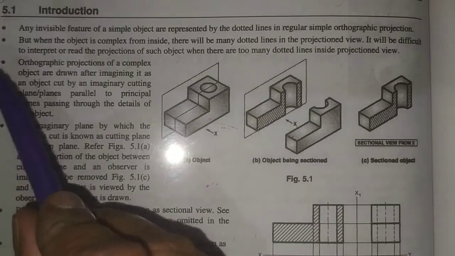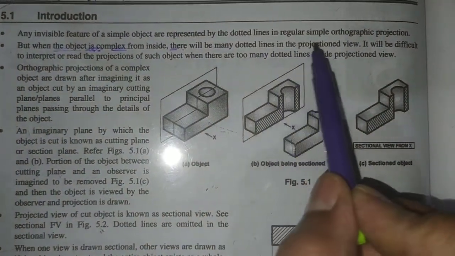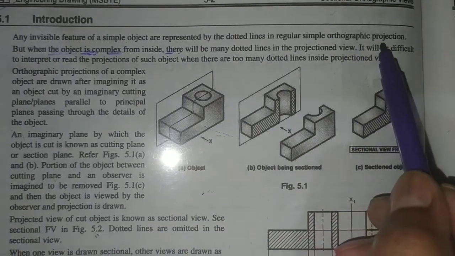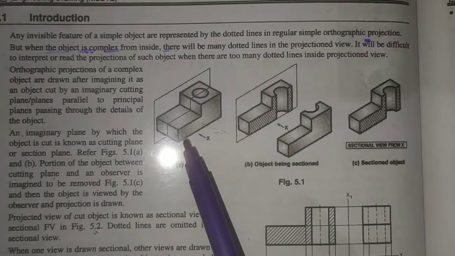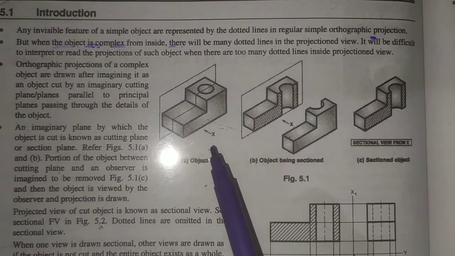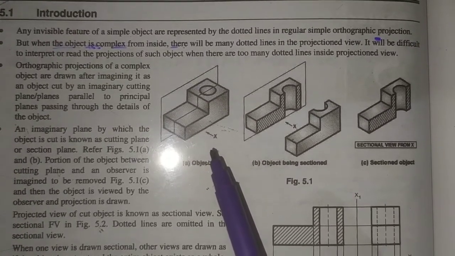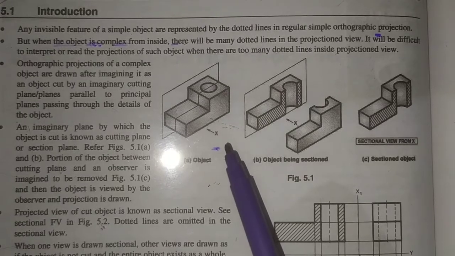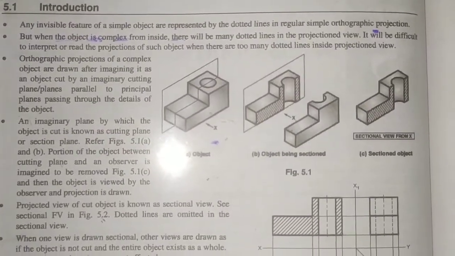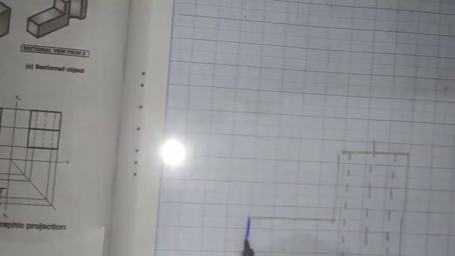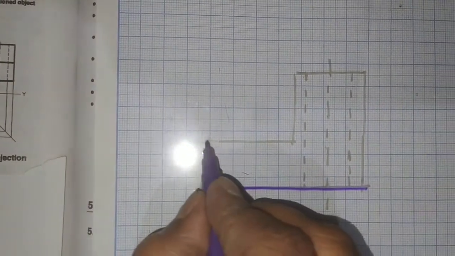Now here they have given: any invisible feature of simple objects is represented by dotted lines in the regular simple orthographic projection. Now I will take this object here. Looking in X direction, you have already drawn the front view and top view of the object. Looking in the X direction, we have to draw the front view, and here I have drawn the front view of this object.